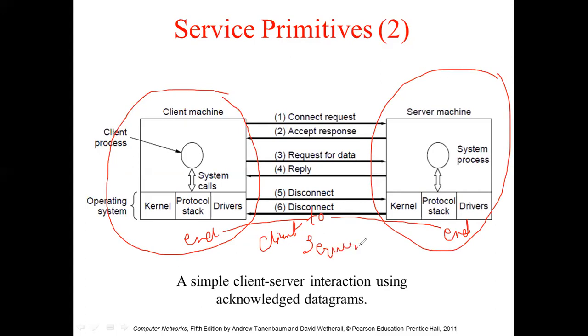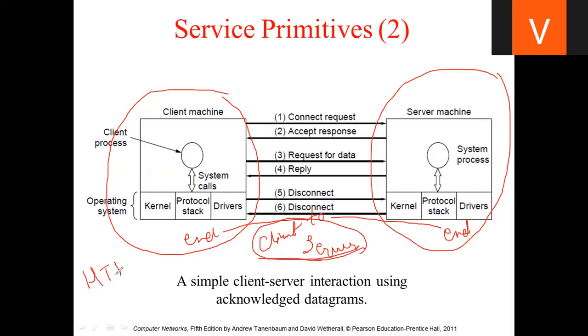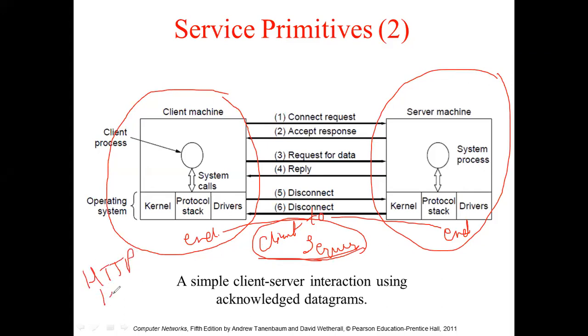Try to understand this thing. In this client and server model, we are using services such as HTTP, HTTPS, telnet or FTP. These are the services which make use of connection oriented services. In that, we have these six primitives. What are those? Request, then response, then data exchange, then reply, and then disconnection. So these are there, and this is how it will happen.